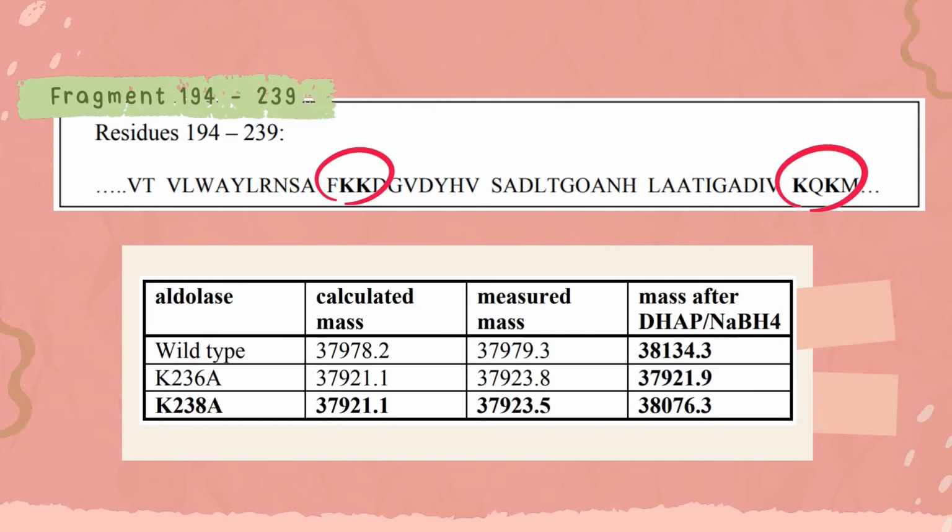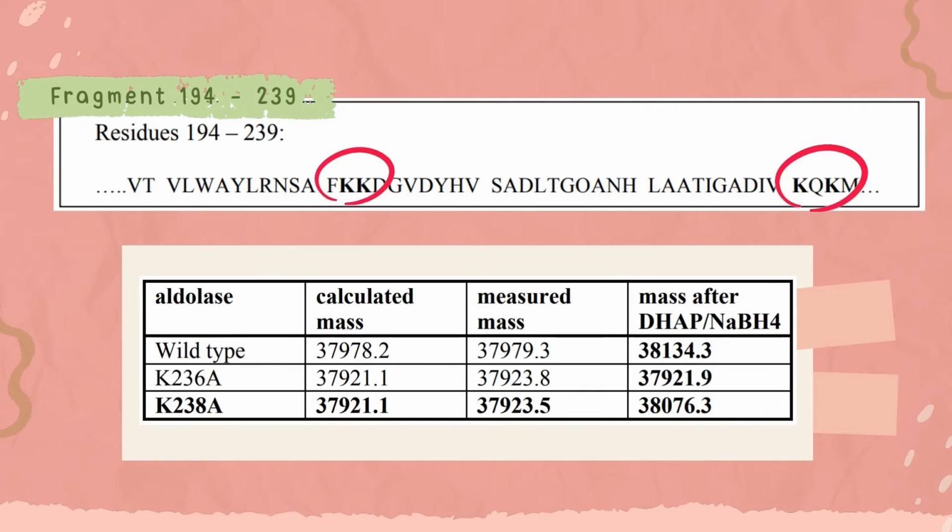The isolated fragment, however, contained 4 lysine residues. In order to determine which is the active site, amino acid sequencing from the N-terminus was conducted, and it eliminated lysine 207 and lysine 208. Since it did not reach the other two lysines, two mutants were created, one with K236A and the other with K238A, and their molecular masses were confirmed by mass spectrometry.